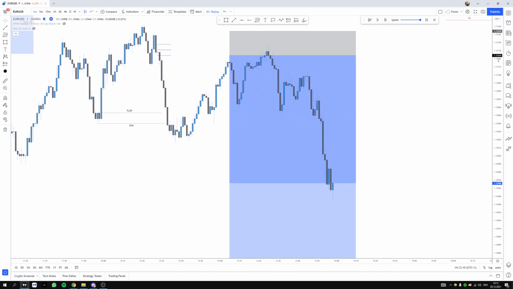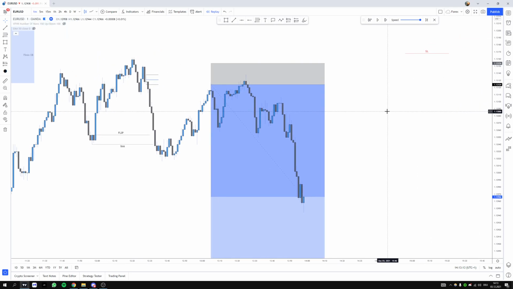So now, how would I manage this? As you can see, price came down, but didn't make a break of structure, so I was waiting. And price came up to my entry, came down once again, and broke this structure level. So for me, that's a break of structure, and I moved my stop loss a bit closer to my entry at this high point. Actually a bit higher because of the spread.